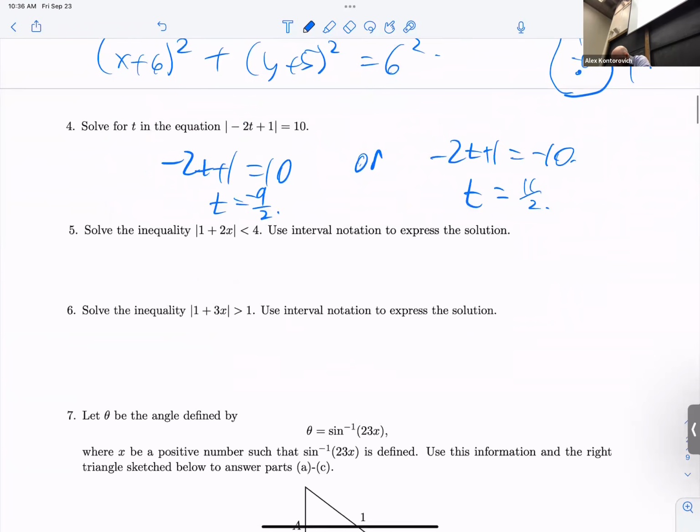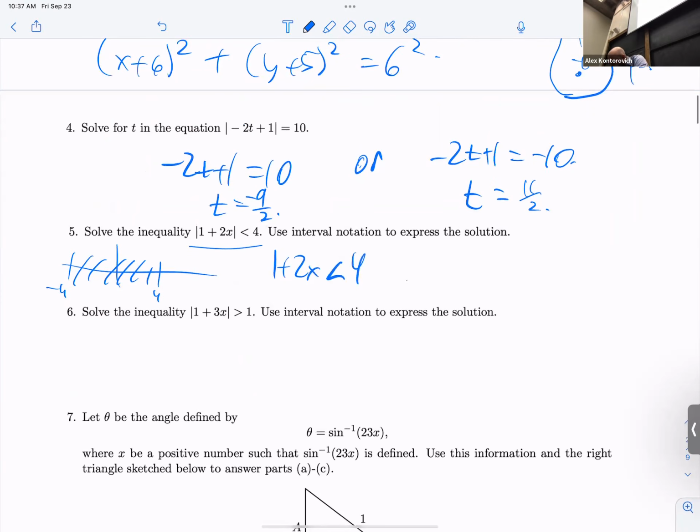All right, solve the inequality. Something is less than 4. To be less than 4, here's -4 and 4. Your absolute value is less than 4 if you're close to 0, right? So this means 1 plus 2x has to be less than 4, and 1 plus 2x has to be greater than -4. You got to be inside this region to solve that equation. Both of those things have to be true.